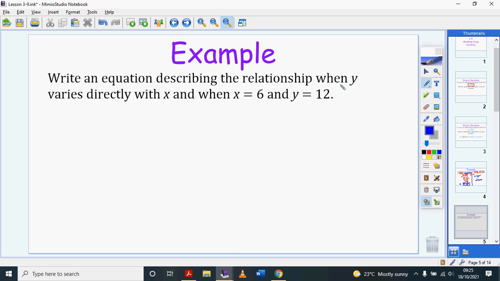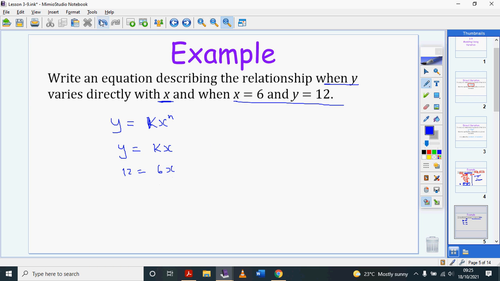Alright, they need me to find an equation that describes the relationship when y varies directly with x. So if it's varying directly with x, I know my equation will be of the form kx to the power n, right? So it's not varying with x to any power, it's just varying directly with x. So my equation will simply be y is equal to kx. I hope you can see that clearly. And then I'm going to use the initial conditions given to find the value of k. So the initial conditions say that when y is 12, k is 6.